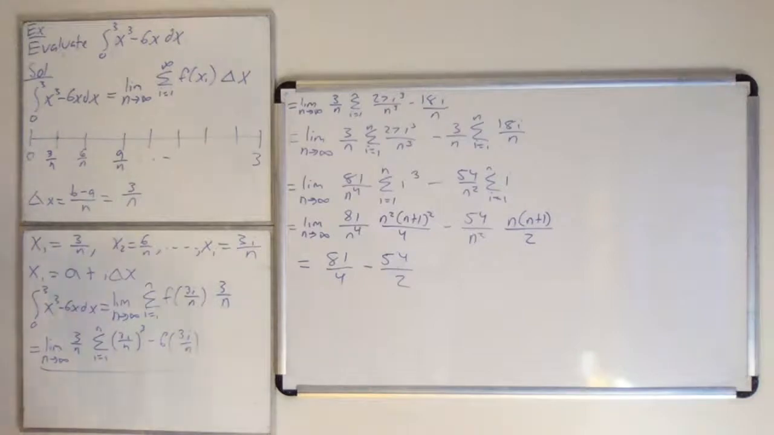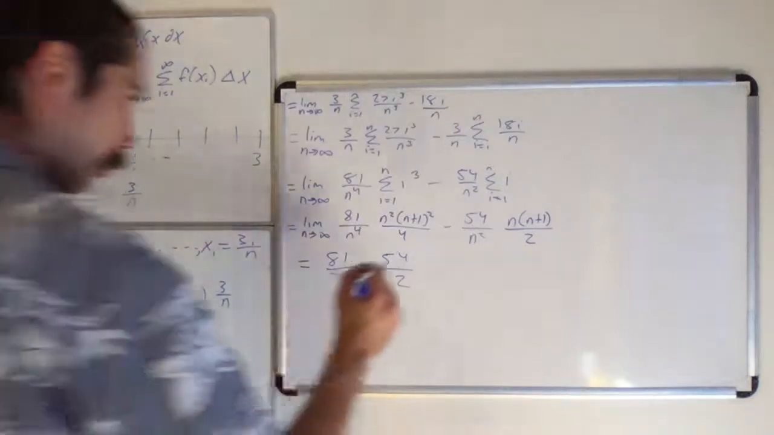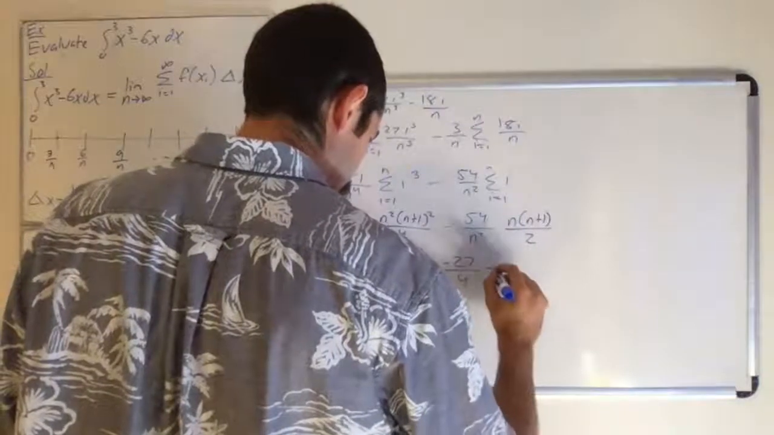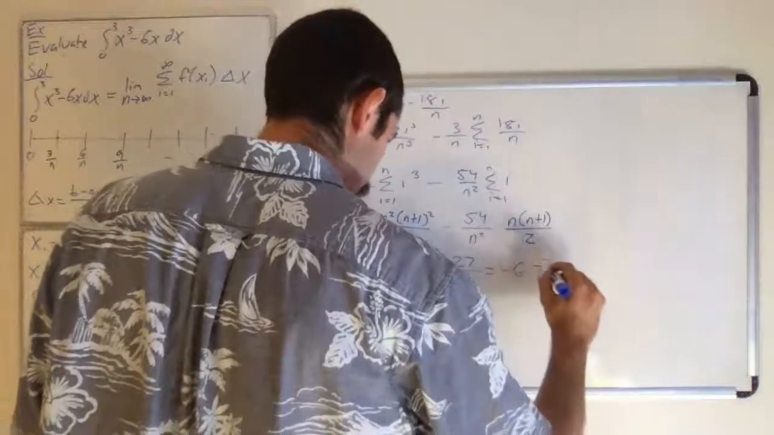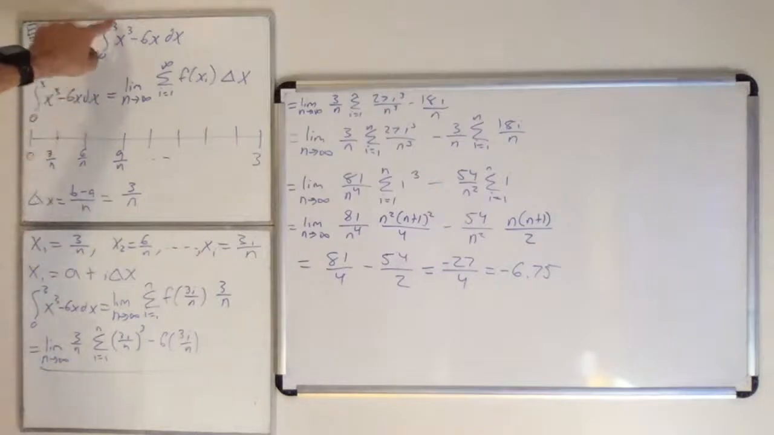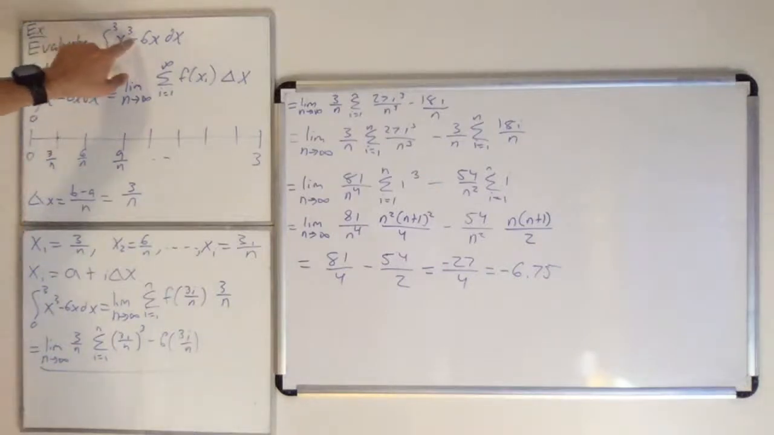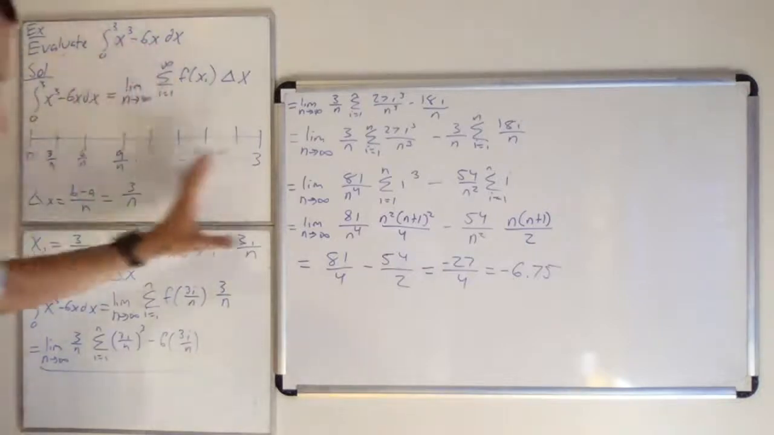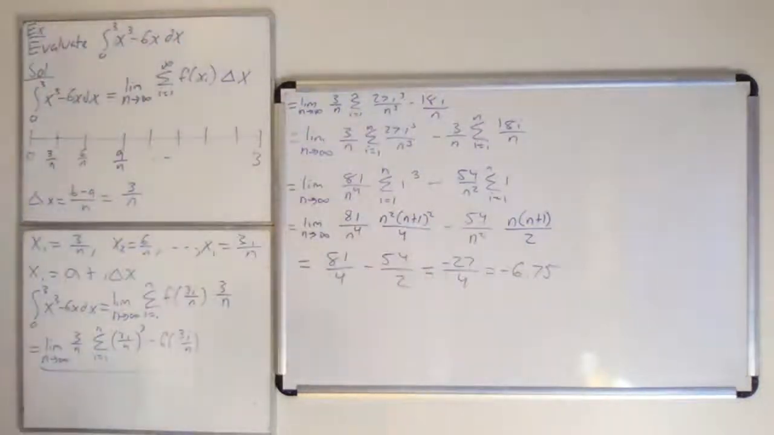And now we can express this as negative 6.75. So the integral from 0 to 3 of x to the third minus 6x squared minus 6x is negative 6.75.